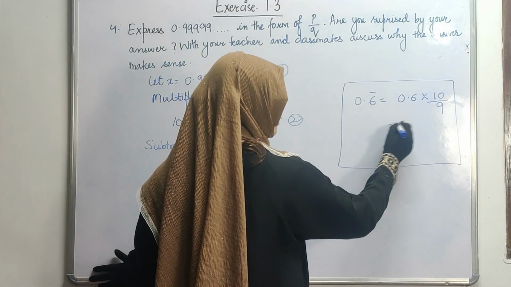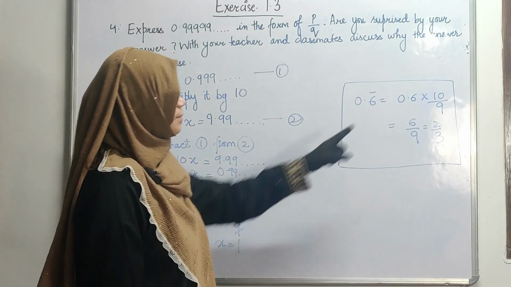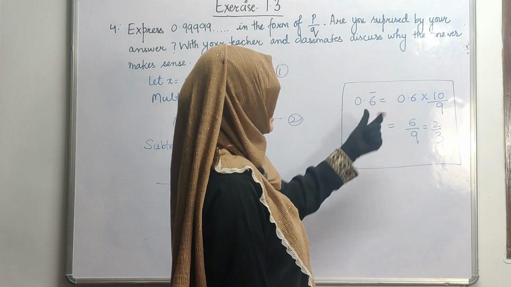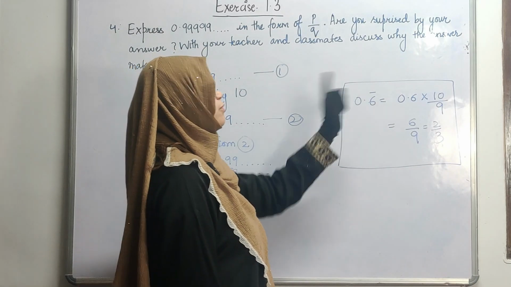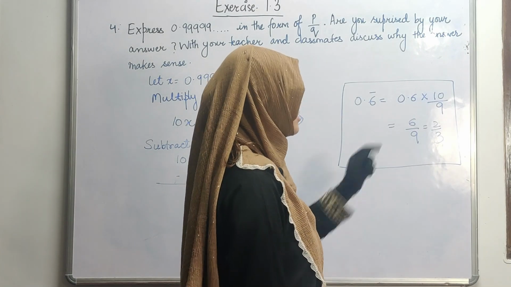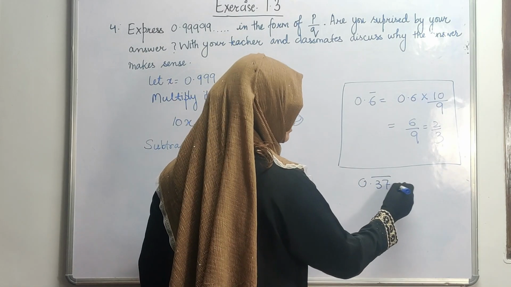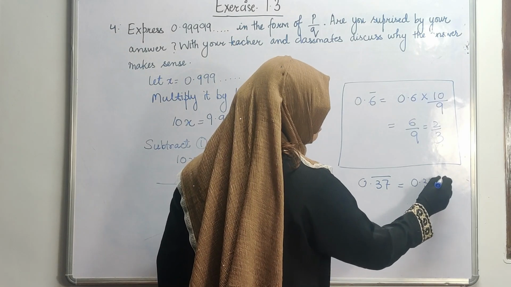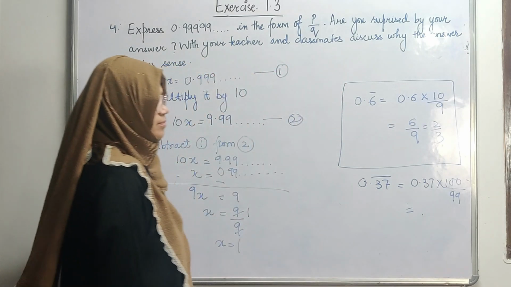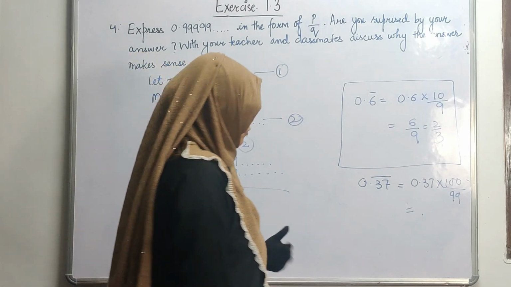Okay. What will be the value? 6 upon 9, 2 upon 3. Simply अगर आप किसी भी नंबर को 10 upon 9 से मल्टीप्लाई करेंगे, if the number has only one bar, अगर नंबर डिजिट पर से 1 बार है, आप उस नंबर को डायरेक्टली 10 upon 9 से मल्टीप्लाई करोगे, you will get the decimal expansion. And अगर बार 2 नंबर्स पर है तो आप सिंपली क्या करो, 0.37 multiply by 100 divided by 99 and you will get your answer. Okay. Hope you find this useful and we will move to the next question.